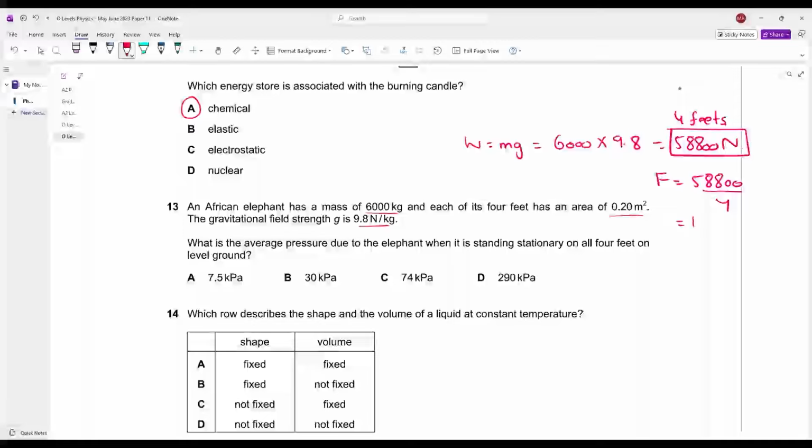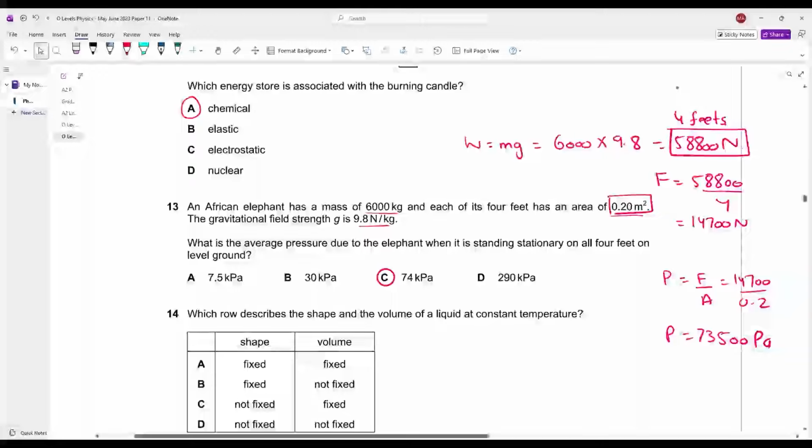The force on 1 feet comes out to be 14,700 Newton. एरिया क्या है ये? Can you calculate the pressure? Pressure is equal to force over area. Force is 14,700 divided by area, that is 0.2. This comes out to be what? Pressure is equal to 73500 pascals. That is 75 kilopascals. C is your answer.